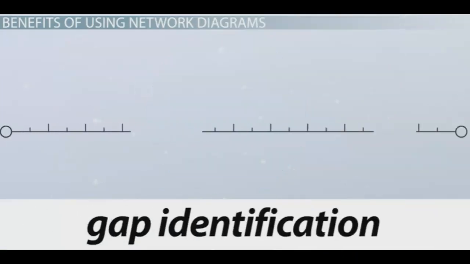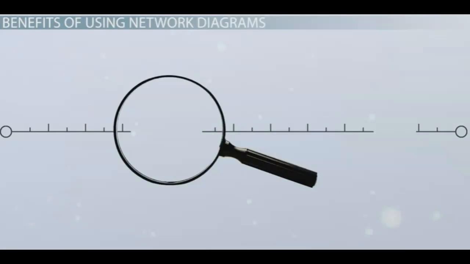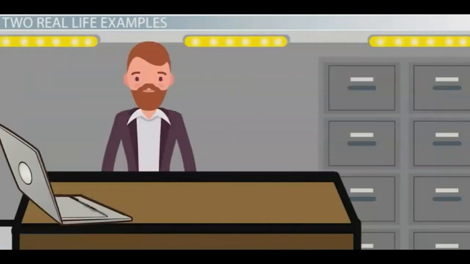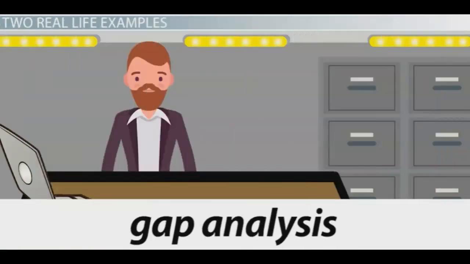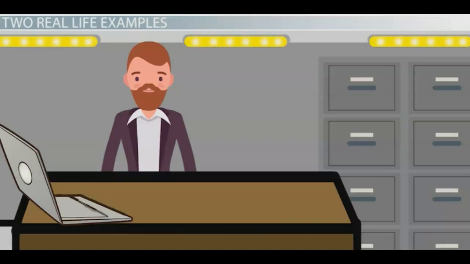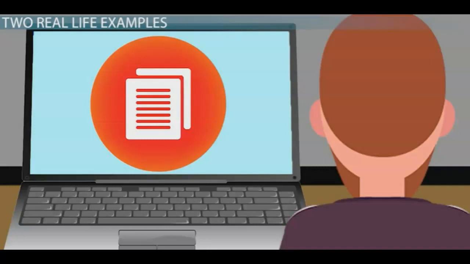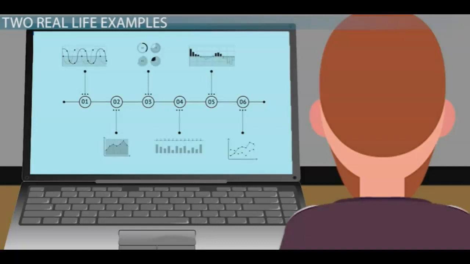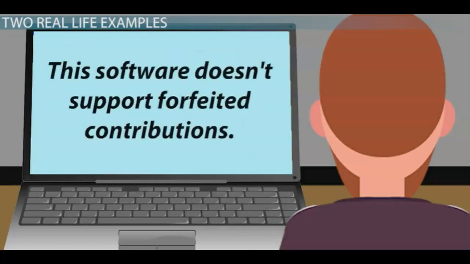Gap identification. After you develop your project schedule, creating a picture view helps with identifying gaps in your task breakdown structure. Example 1. Here's an example of a gap analysis. A project manager joined an automated record-keeping software project that was already underway, and while reading the business requirement document, he created a network diagram to plot the scope. As a result of creating the project activities network schedule, the project manager discovered the requirements failed to address how the software would support forfeited contributions.